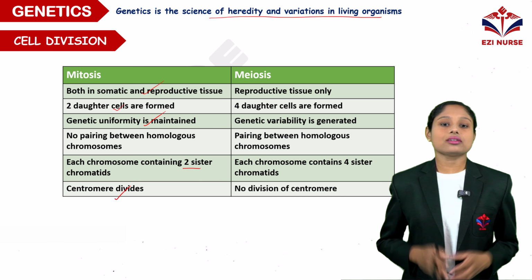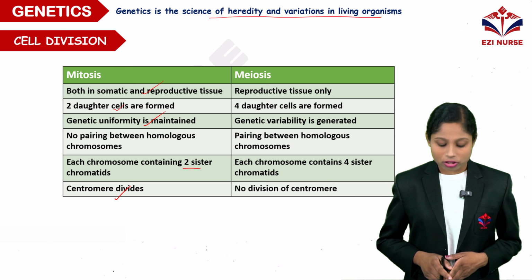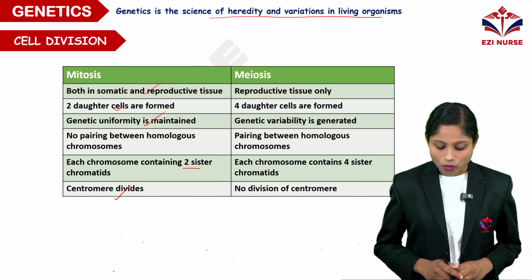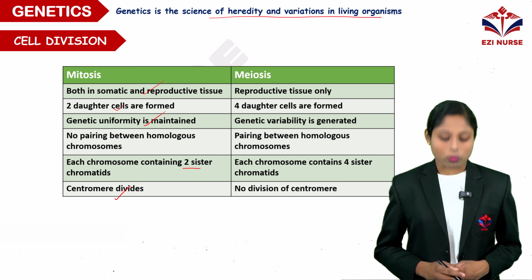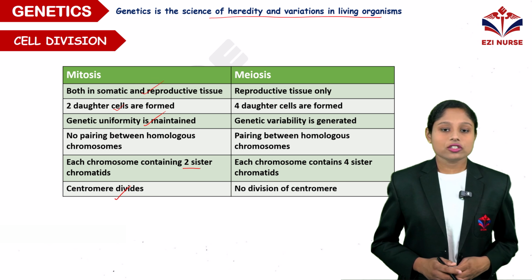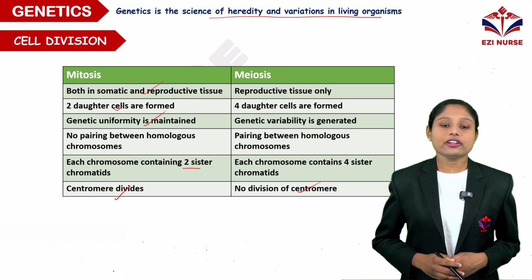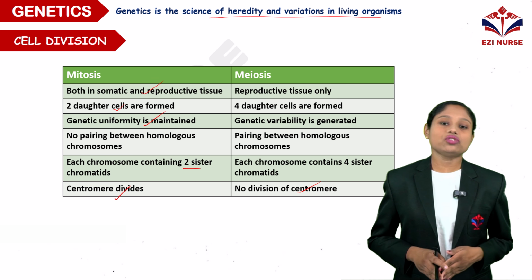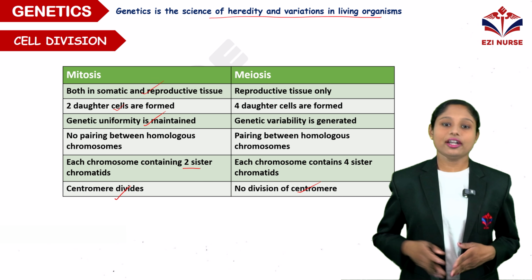Now we will discuss meiosis. What are the characteristics? It occurs in reproductive tissue only. Instead of 2, here 4 daughter cells will form and genetic variability is generated. There is pairing between homologous chromosomes. Each chromosome contains 4 sister chromatids and there is no division of the centromere. This is the difference between the cell division processes, mitosis and meiosis. Your question will come as the difference between meiosis and mitosis.